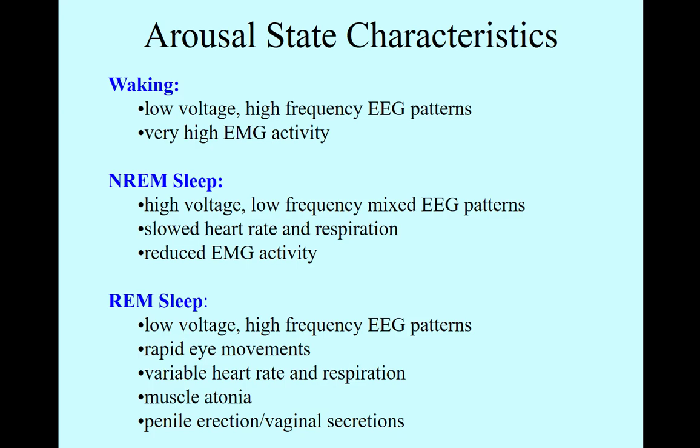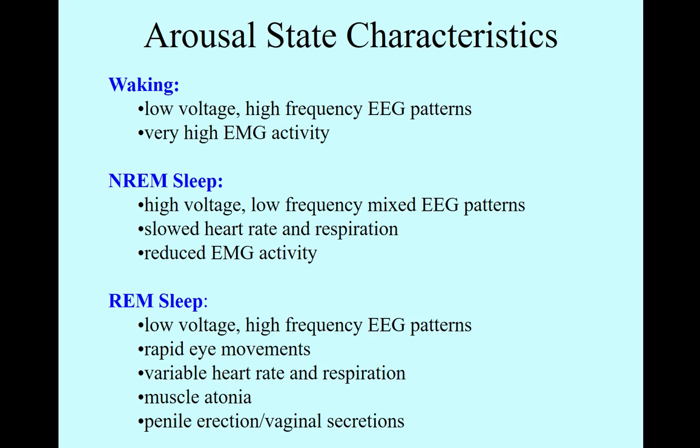So as we mentioned a few slides earlier, there are several variables that you measure to identify arousal state differences. All right, so there are these different characteristics. EEG is critical. The EMG, electromyogram, for muscular activity, is critical. And there's other things like heart rate, respiration, eye movements, stuff like that. Okay, so here are the characteristics that help us separate these three main arousal states in waking.